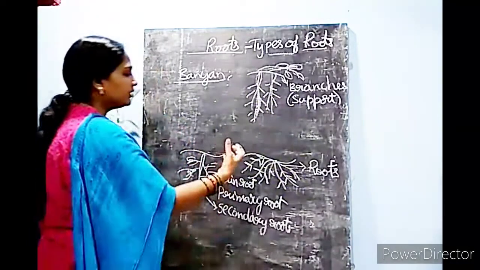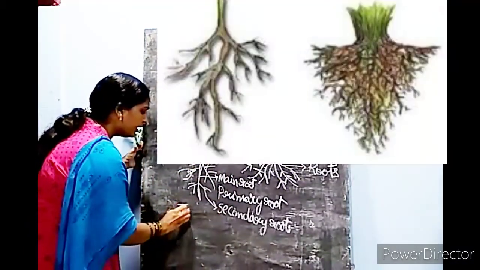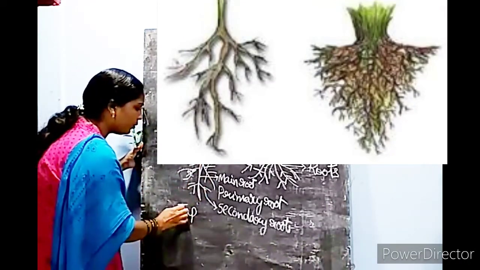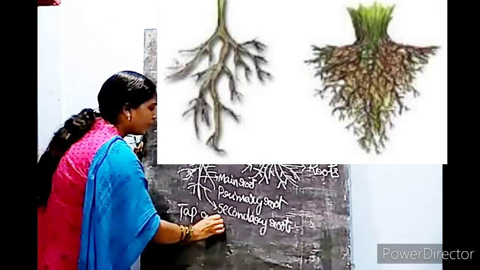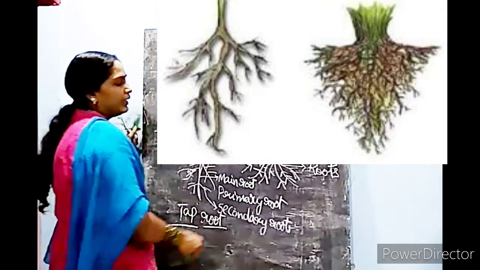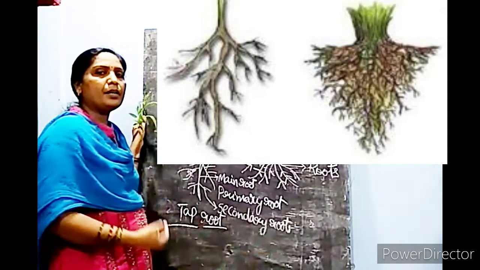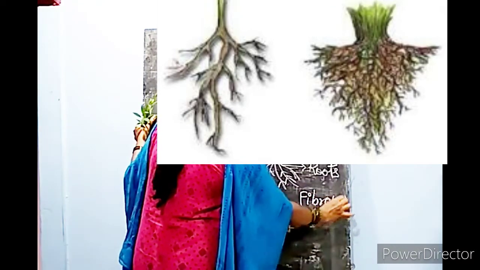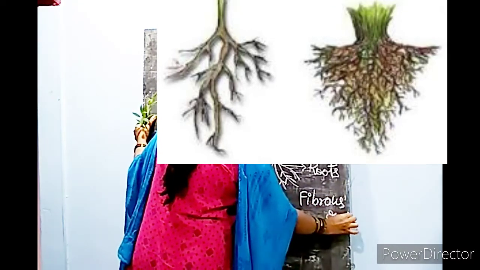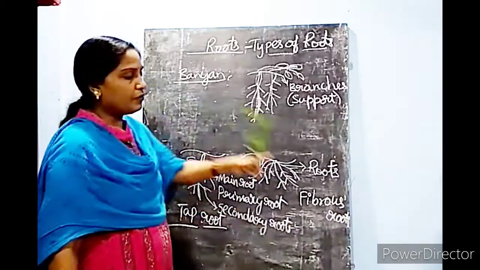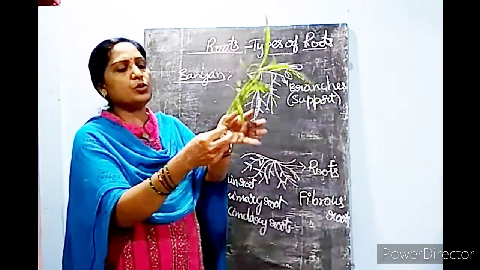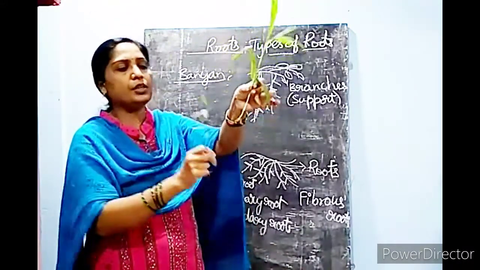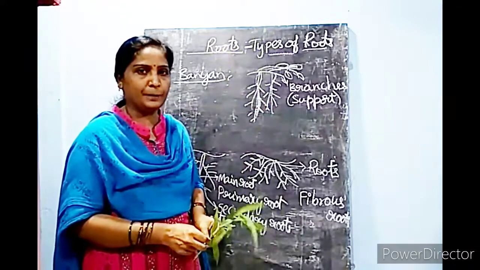So they have some specific names, children. The roots which have a primary root and secondary roots are known as tap roots. And the roots which do not have primary and secondary roots are fibrous roots. Tap roots, fibrous roots. So among these two, which is the tap root and which is the fibrous root? This plant has a tap root, this plant has a fibrous root.